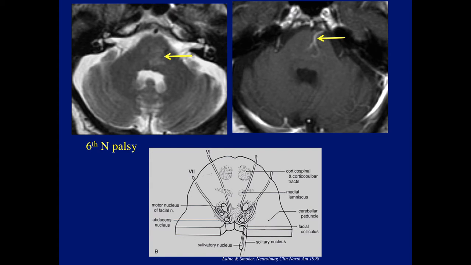Correct. As Nate said, this was DVA. Notice the developmental venous anomaly that in this case caused a 6th nerve palsy, not in the region of the nucleus, but where you can see that that's where the nerve is traveling within the pons.